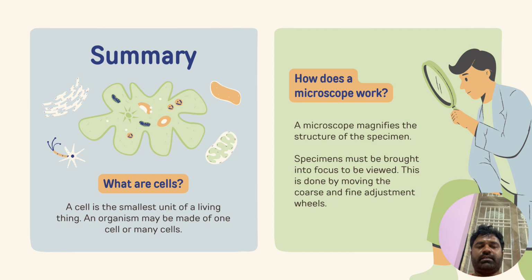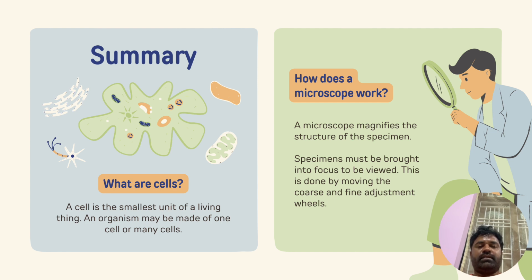How does a microscope work? A microscope magnifies the structure of the specimen. The specimen must be brought into focus to be viewed. This is done by moving the coarse and fine adjustment wheels. Yes, you learned it.